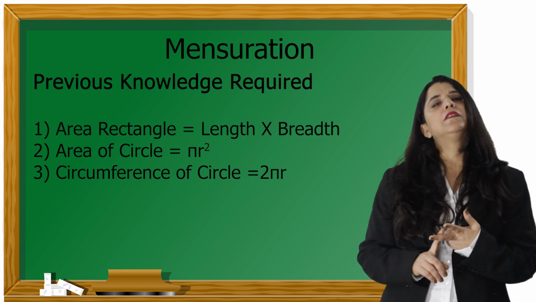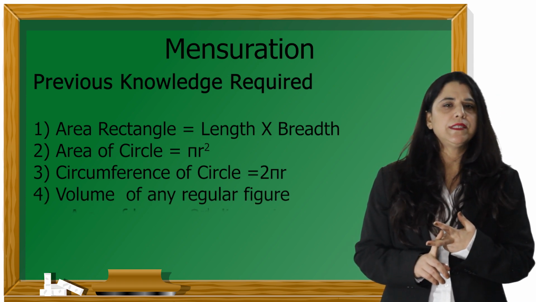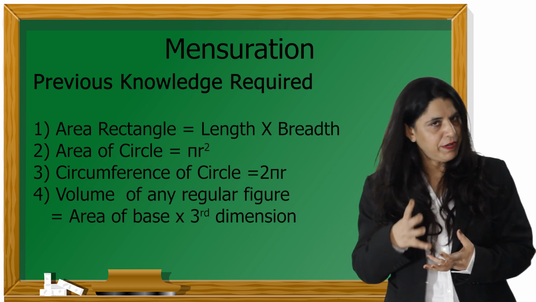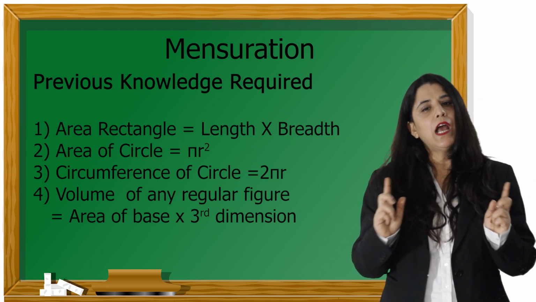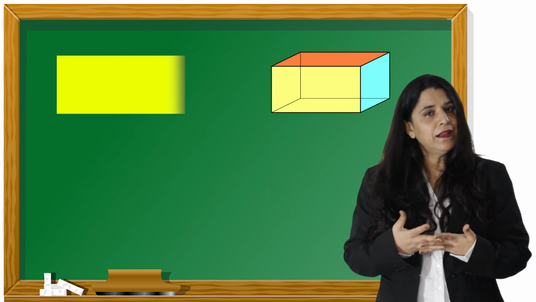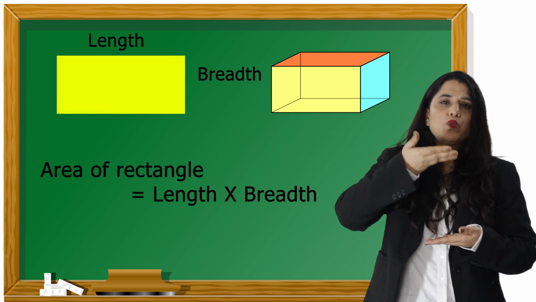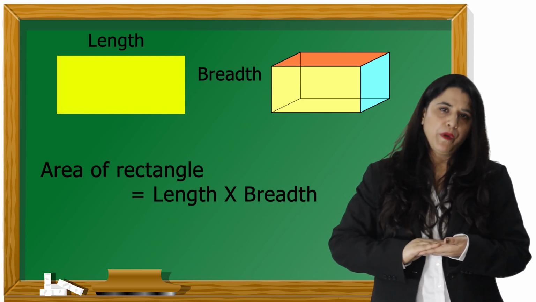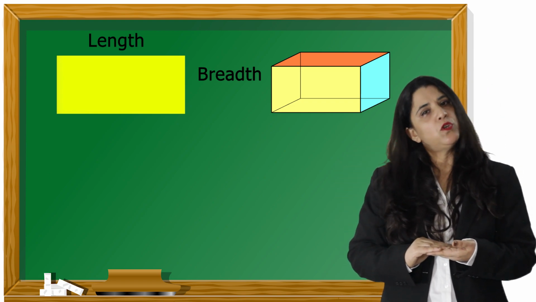And last is the knowledge of volume. Volume of any solid regular figure is area of the base multiplied by the third dimension. Now if I take a cuboid, what is a cuboid? Cuboid is a three-dimensional figure of a rectangle. So area of rectangle is length into breadth, and if this rectangle goes to the same height h, volume becomes area of the base, that is length into breadth, multiplied by the third dimension, which is height, so L into B into H.